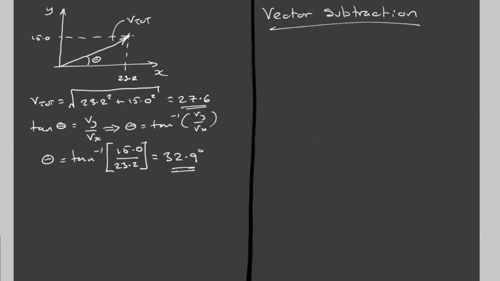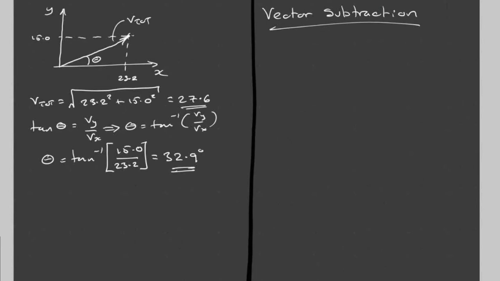For example, if I have two numbers, 3 and 5, then 3 minus 5 is minus 2. However, 5 minus 3 is 2. So when we talk about subtracting vectors, we must make sure we get the vectors the right way around. Are we talking about v1 minus v2, or are we talking about v2 minus v1? That's a simple point, I know.